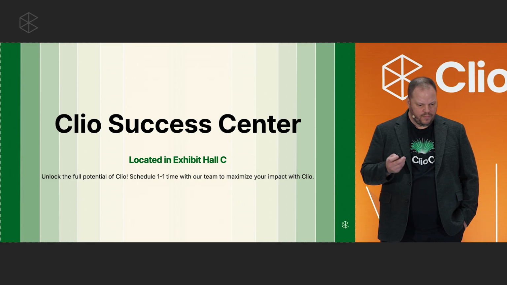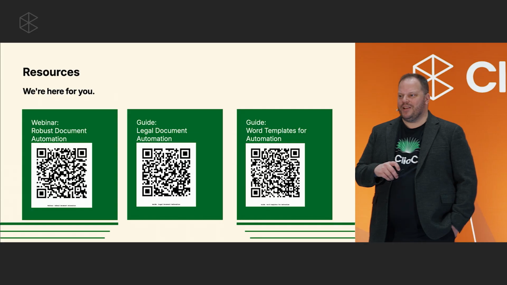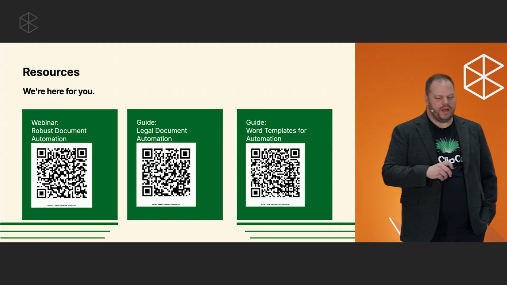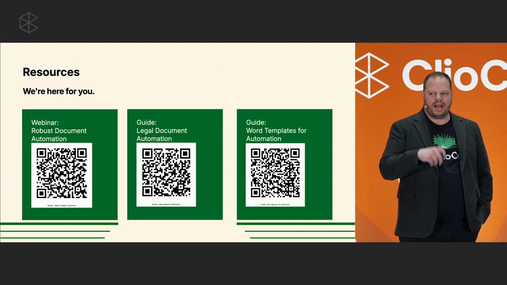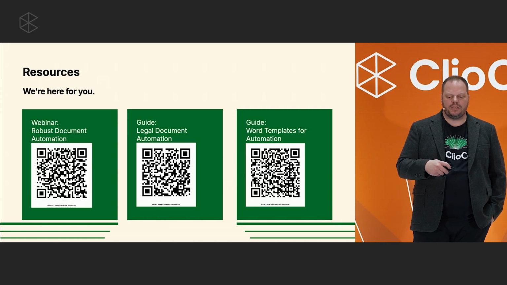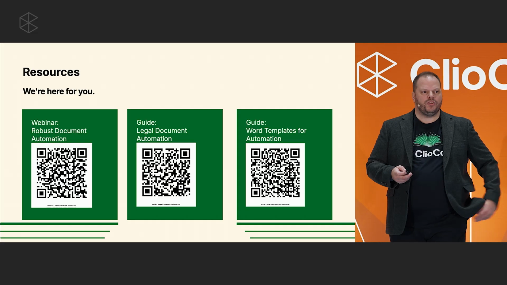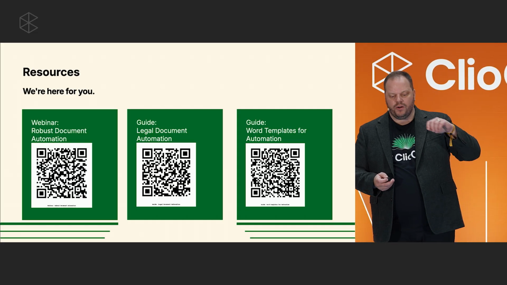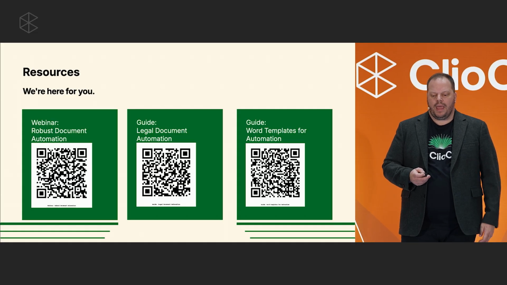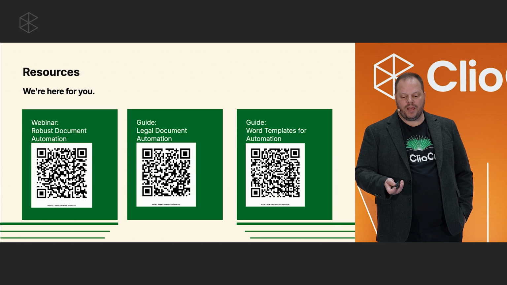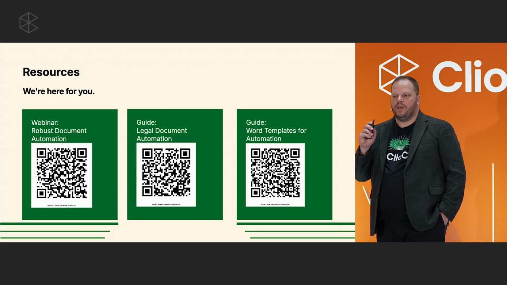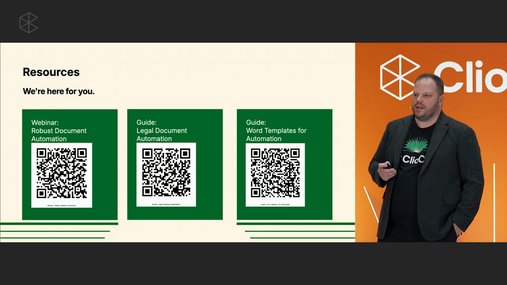And then here are those QR codes that I mentioned. So a webinar on robust document automation. This will be a much more technical webinar that will go more into the details and how to set up your forms and documents. The guide for legal document automation will have those Boolean expressions that you were talking about earlier. That will give you a full range of what expressions are available for you. And there we also have Word templates automation as well. So somebody brought up the other conditional logic you can do in Microsoft Word. You could use that guide as well to help you set up those documents.